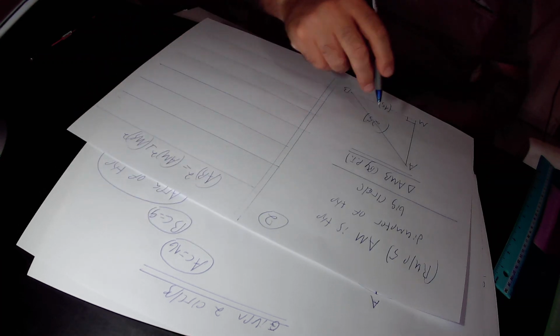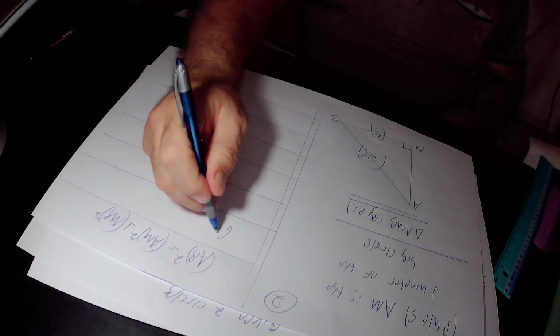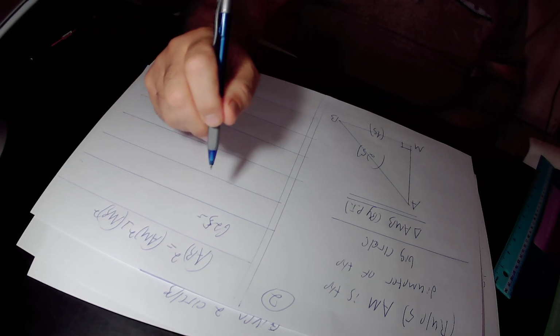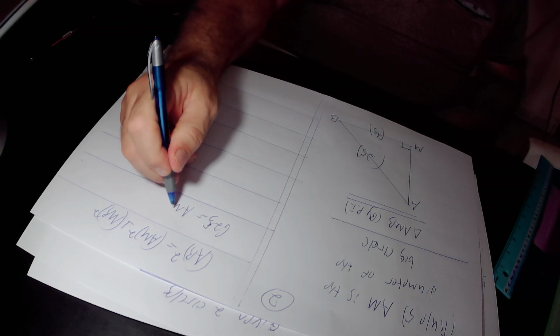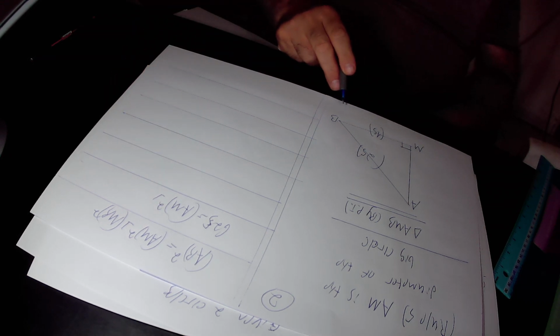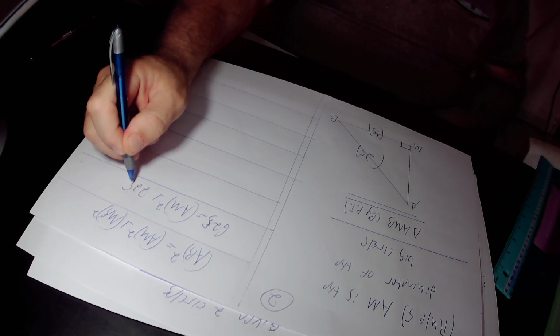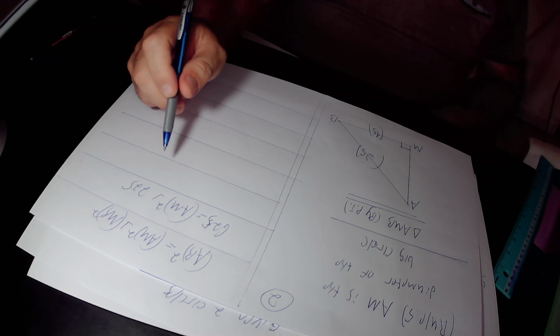The hypotenuse AB is 25, therefore AB squared is 25 squared, that is 625, and it is equal to AM squared plus MB squared. AM is the missing side, so we leave it as it is. MB is 15, therefore MB squared is 15 squared, that is 225. So in total, 625 equals AM squared plus 225.